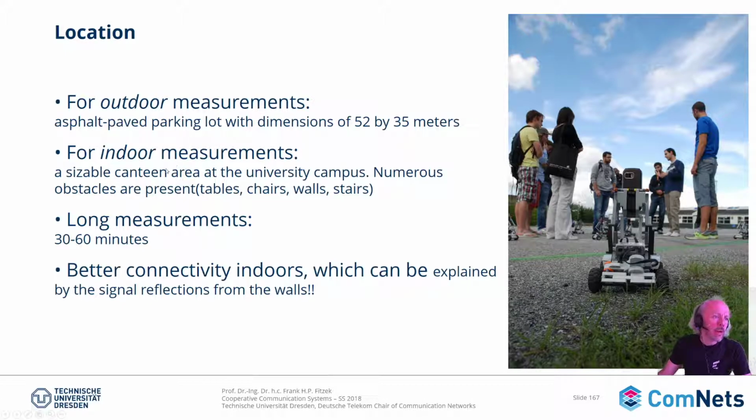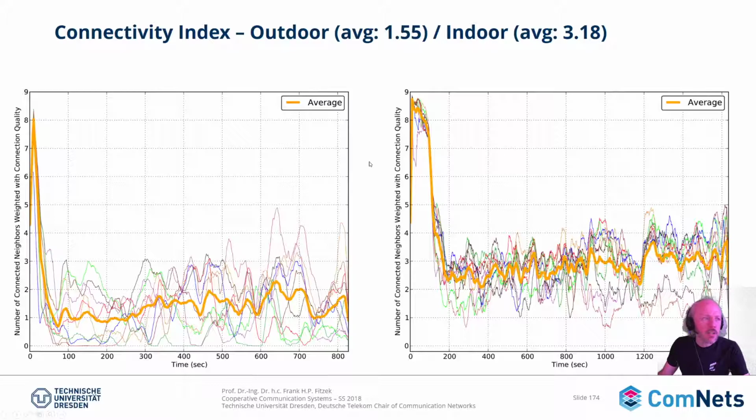And we had outdoor and indoor measurements. A measurement took 30 to 60 minutes: indoor 60, outdoor 30, because on the rough ground the battery of the robots was not good enough, right? And we generally got better connectivity indoors, which had to do with the signal reflection from the walls. So what you see here, left is outdoor, right is indoor.